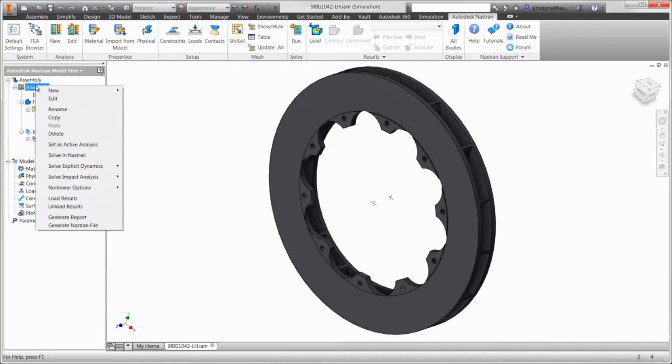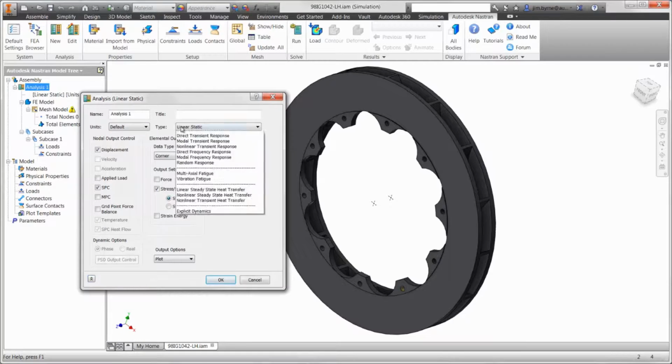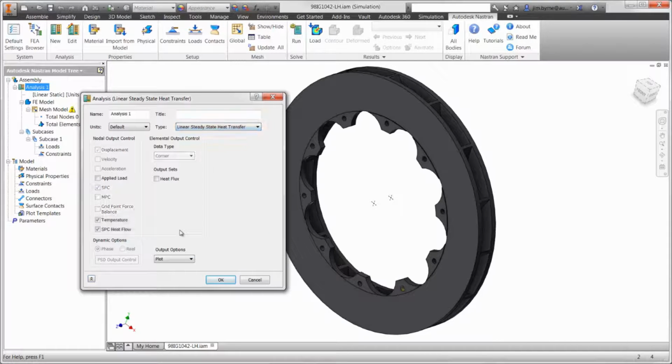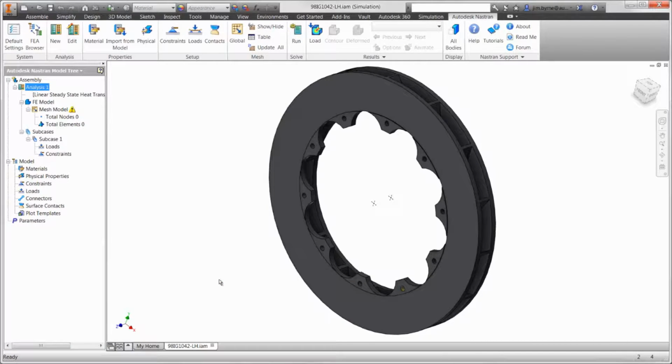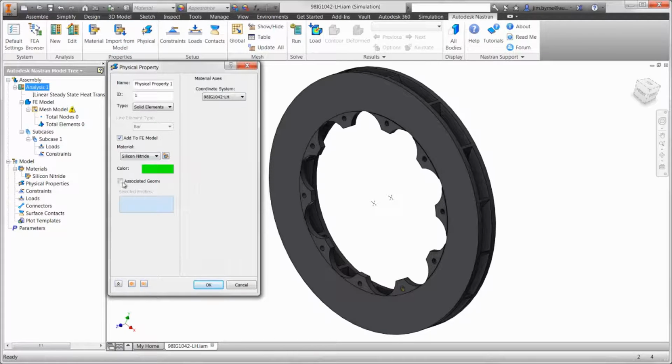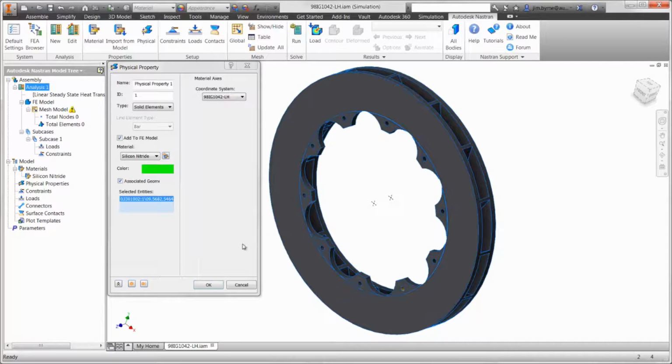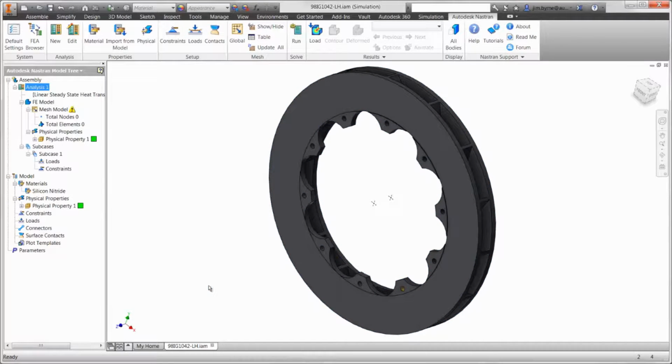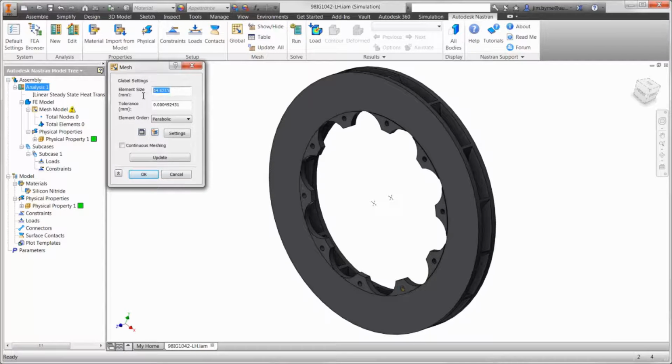Let's begin by specifying linear steady-state heat transfer for the analysis type. The material properties can be taken right from the CAD model. The material contains both the conductivity and thermal expansion coefficient for both of the studies we will set up and run during this video. Next, we'll mesh the part, or divide it into smaller pieces to be analyzed.